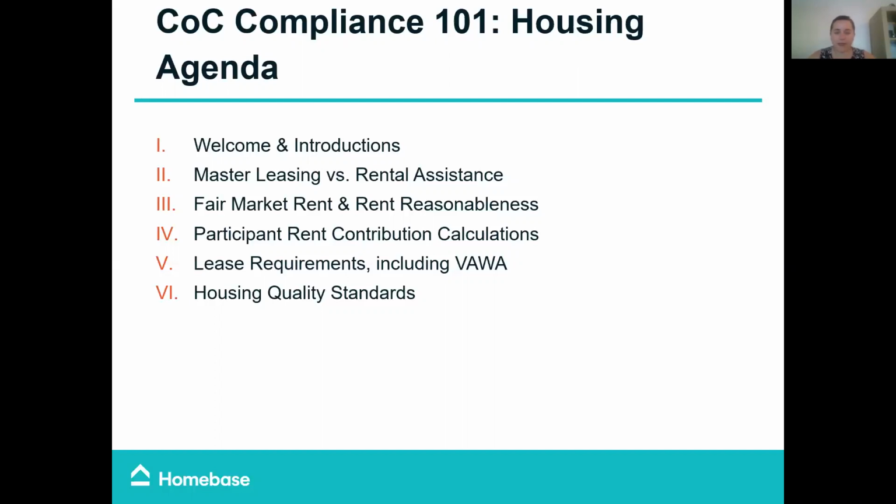And when we come back, we will jam through several topics, including participant rent contribution calculations, lease requirements, including the Violence Against Women Act, and last but not least, housing quality standards. As we've noted, this training is really meant to provide an overview, and as much as possible, we'll pause for questions and highlight where you can go for additional information to reference. So now I will turn it over to Eli to kick us off.